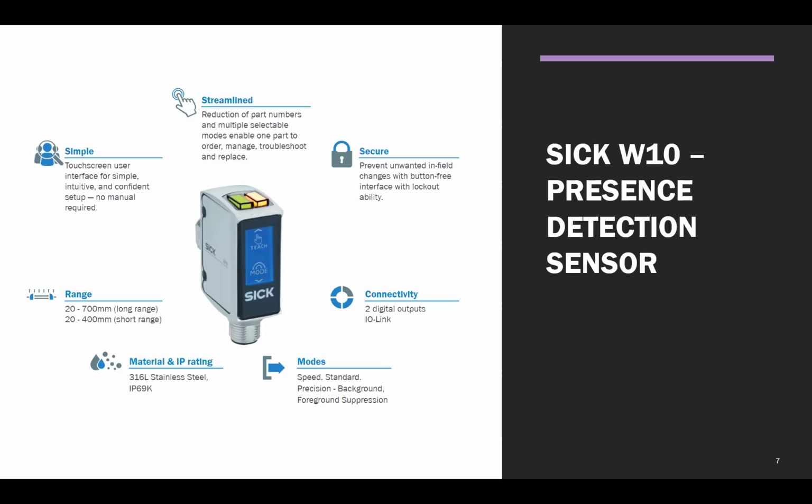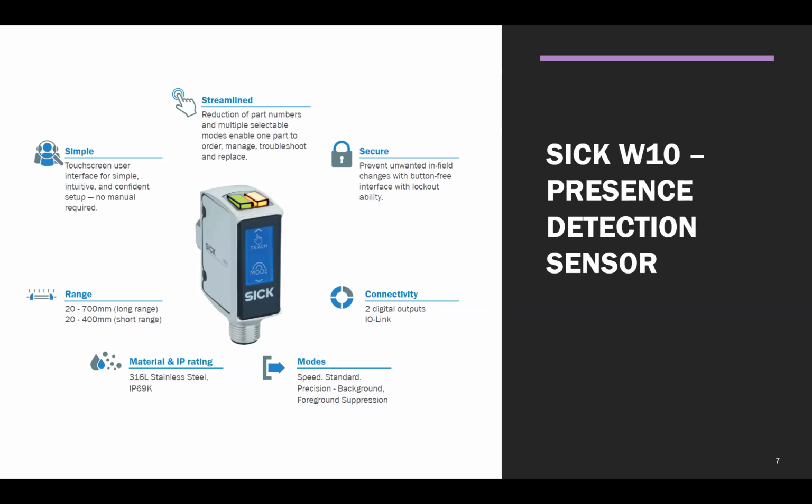And then the range, we have two variants. It goes up to 400 millimeters and 700. And then we have two digital outputs, but with IO-Link, we get four. And then this sensor can be used for different applications in a way that, let's say, if you have to detect bottles at very high speed. So we need a counter. In that case, we go with the speed mode.